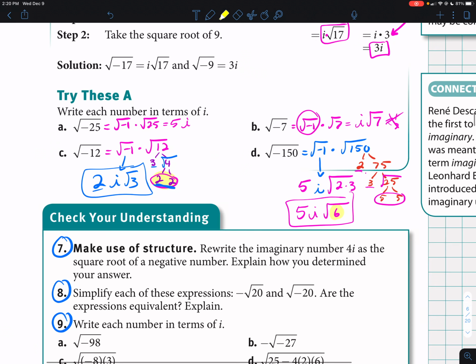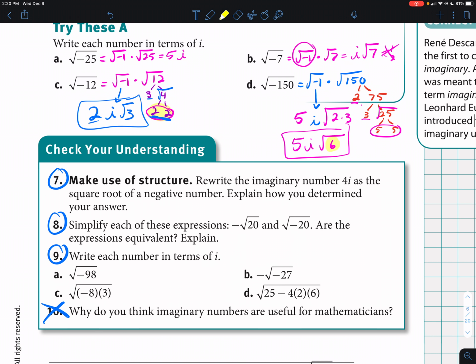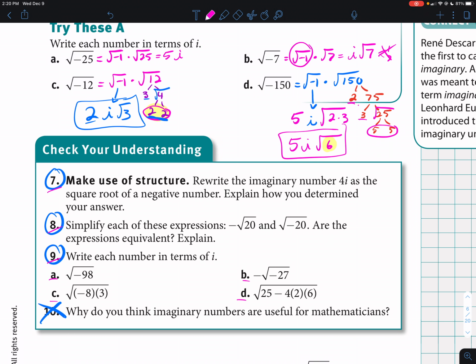Okay, and then you are going to submit 7, 8, and 9, A, B, C, and D. And that's all we're going to do for this lesson.